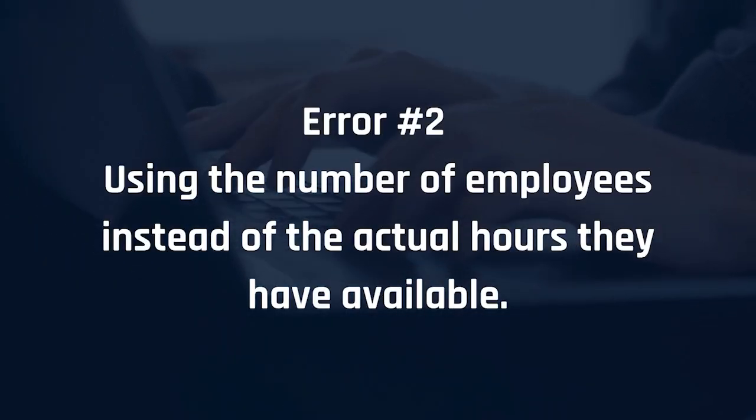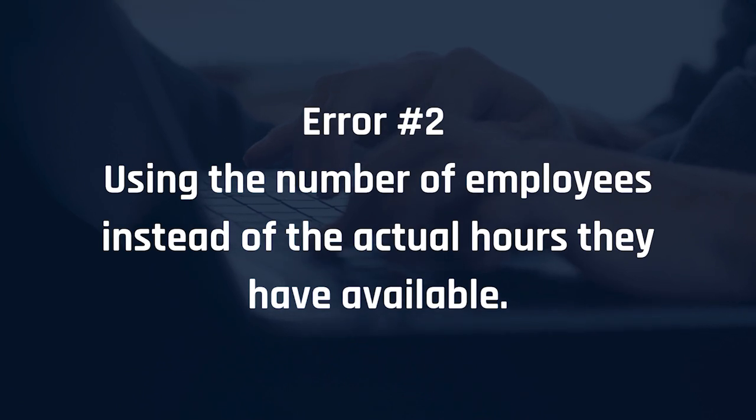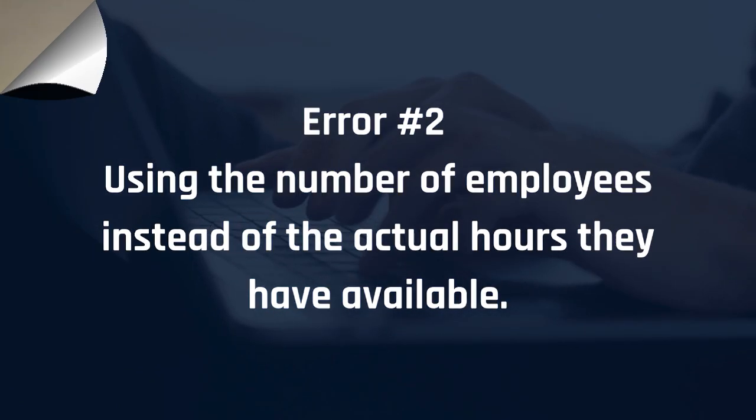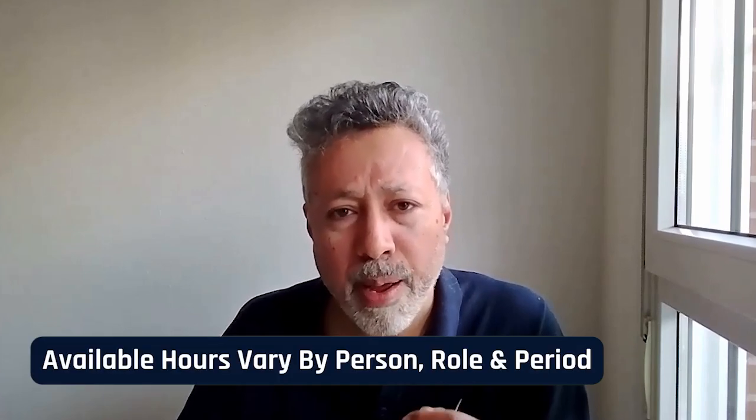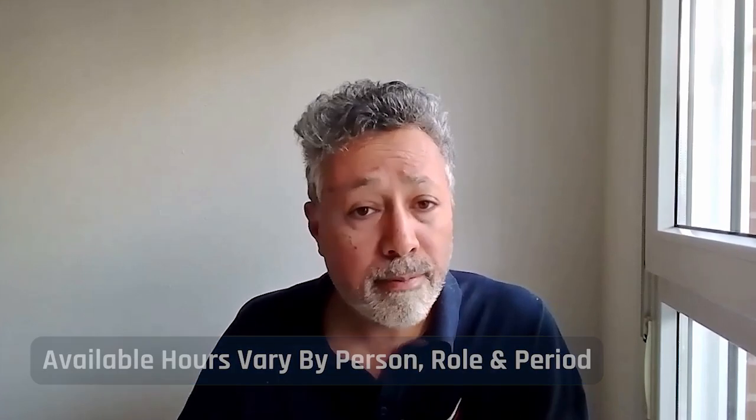The second mistake is using the number of employees instead of the actual hours that they have available. Some firms use this shortcut to calculate utilization. They'll divide billable hours by the number of employees and then apply a standard hours assumption. The problem is that the available hours will vary by person, by role, and by period. For example, people take leave.